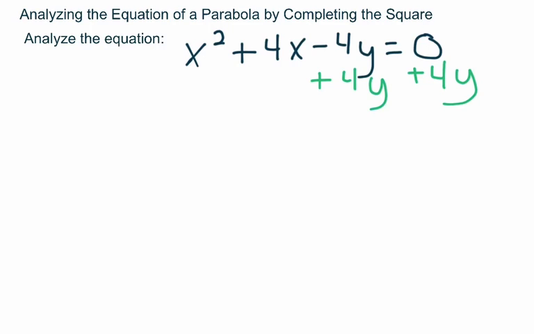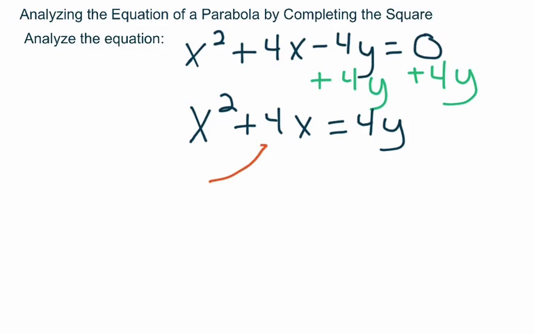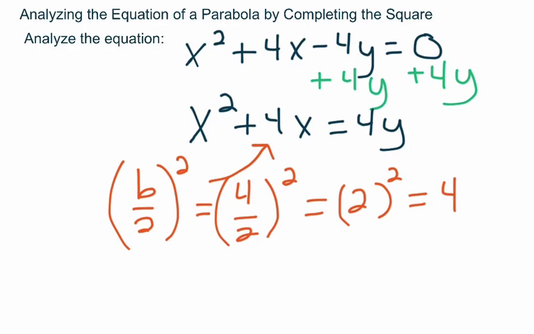First, we will add 4y to both sides, so that we have only the x variable containing terms on the left. Now, we need to complete the square using the formula b divided by 2 squared, where b is 4. In other words, our coefficient in front of the first degree variable. 4 divided by 2 squared equals 2 squared, which equals 4.